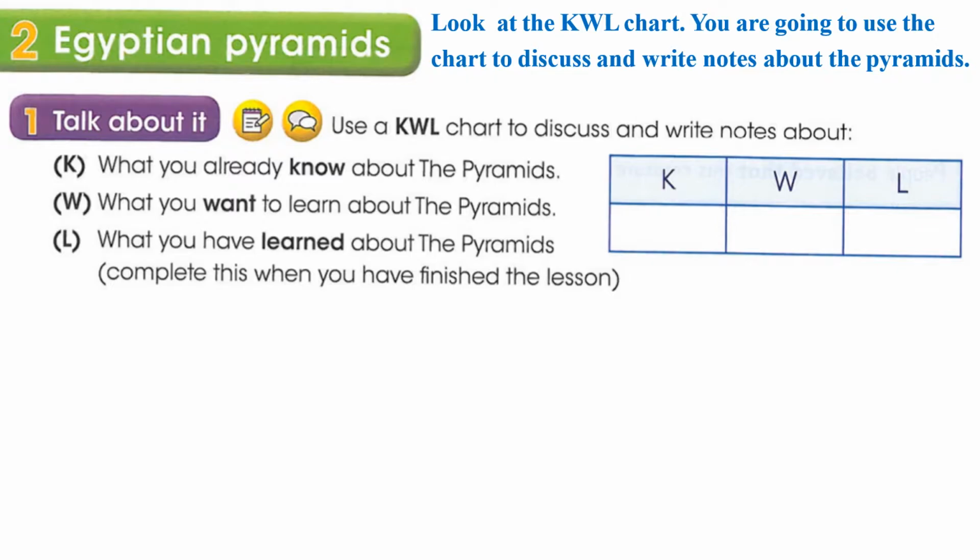And not only in this lesson, but you can use it in other things. This chart, you use it in anything. The first column is gonna be for what you know. The second one for what you want to know, and the third one for what you have learned about something. Now complete this when you have finished the lesson. Okay.